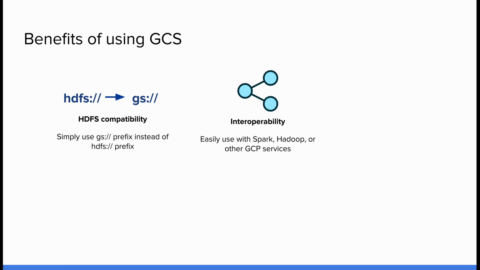Next, interoperability. One of the major advantages of cloud storage is how seamlessly it works with other services. Whether you're using Spark, Hadoop, or other GCP services, storing your data in cloud storage ensures that everything communicates smoothly, promoting a more integrated and efficient system.